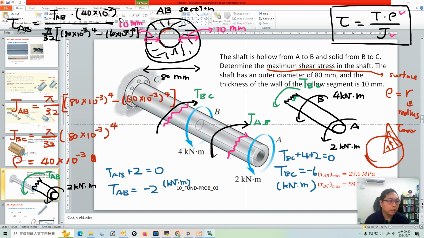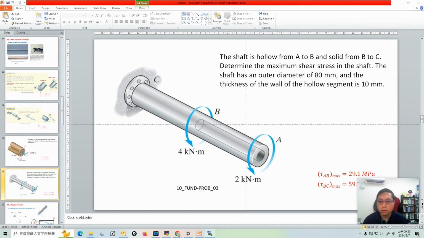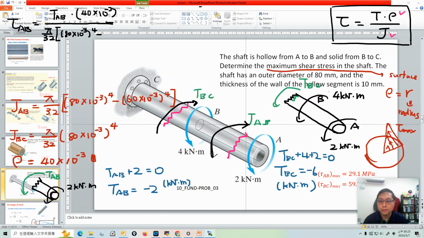Okay, so maybe I need to also erase this. Give me more space. More space. Okay, so 60 times 10 to the power minus 3, to the power 4.